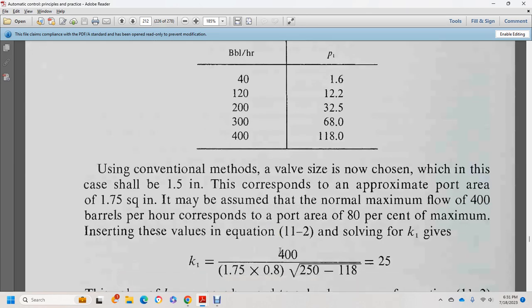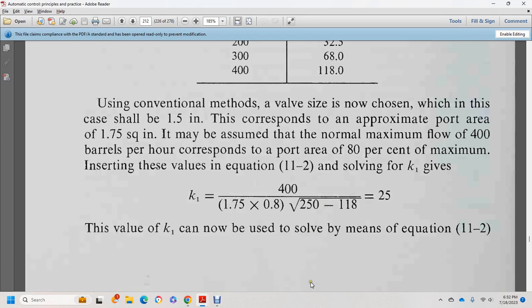Using the conventional method, the valve size was not chosen within the 1.5 inch, but corresponds with an approximate port area of 1.75 inch. We may assume that the normal maximum flow of 400 barrels per hour corresponds with a partial port area of 80% of the maximum, and solving for these valves with the equation 11.2 and solving for constant K gives K at 400 over 1.75 times 0.8 times the square root of 250 minus 118, which equals 28.